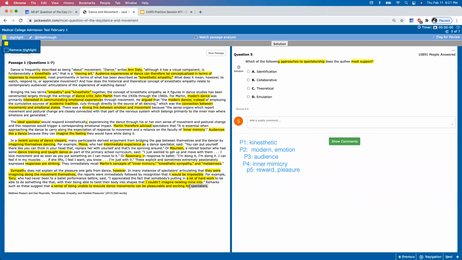So this is where we have to be careful. So identification is okay. They're identifying with the dance. We can keep that. Collaborative, we didn't really talk about interacting with others. So that can go out. Theoretical is also not theoretical. We're not making a theory or anything. We're just imagining. Emulation. Okay, so between A and D. So to emulate, that means you're copying.